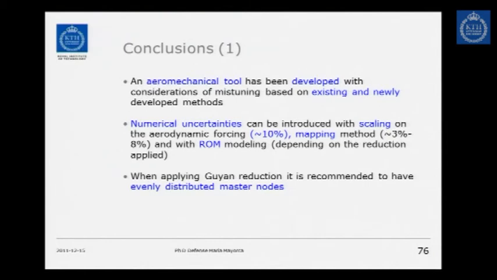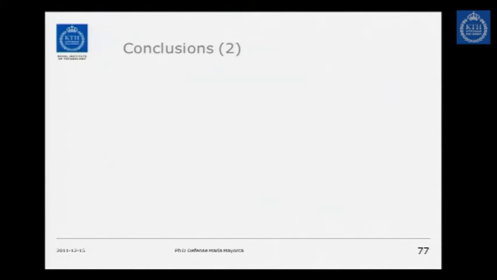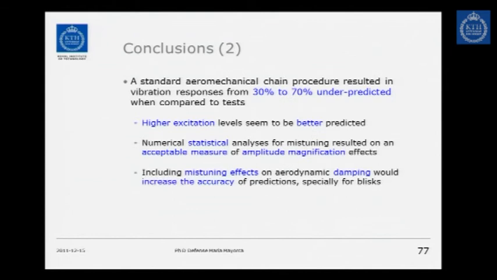We'd recommend distributed master nodes if we don't know our mode shapes, if we want to predict any mode shape, let's say. Then a standard aeromechanical chain procedure resulted in under-predicted amplitudes of 30 to 70%. But I need to highlight that this is one run, and you can optimize this, of course. If you don't know anything about your model and you take the most simplified cases and tools that you have and run it, this shows how far off you are. And then, of course, you can loop in and try to improve this.